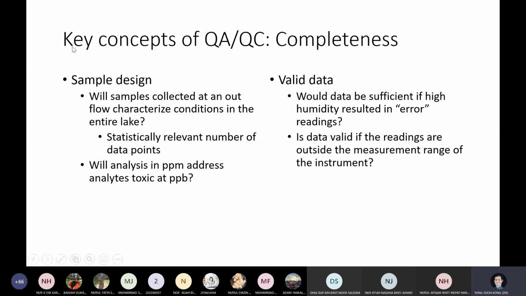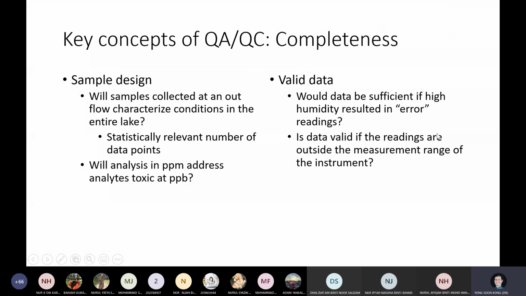Okay, so in sampling design you also need to address how sensitive your data is. Are you going to report your data in ppm or ppb? Just now I told you, if you want to determine your answer in ppm, then probably you can just use ICP-OES. If it's ppb, then ICP-MS. Okay?